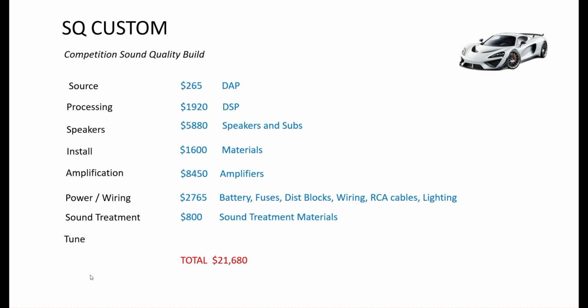Do I really need Stinger branded fuse blocks, right? Or RCA cables at $70 each? No, of course not. So there is wriggle room to move. Doesn't mean you need to spend this kind of money to get an SQ custom build.